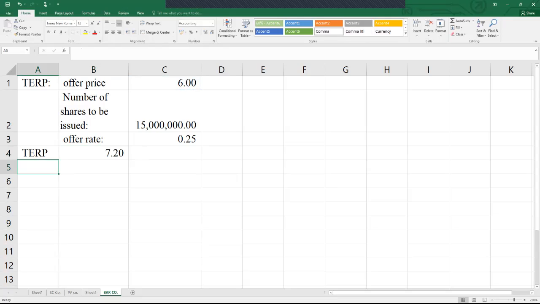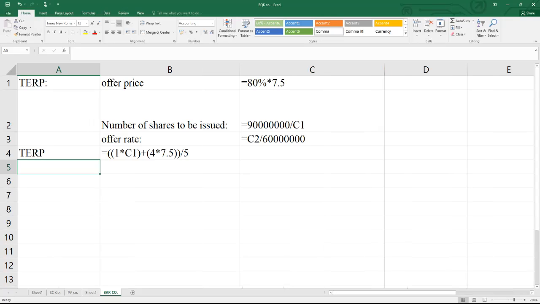Is that clear? So could you please show the offer price again? The offer price is a 20% discount to the current market price. You have 80% of 7.5. Clear? Yes. Okay, great. Therefore, that is how you get the theoretical ex-rights share price.